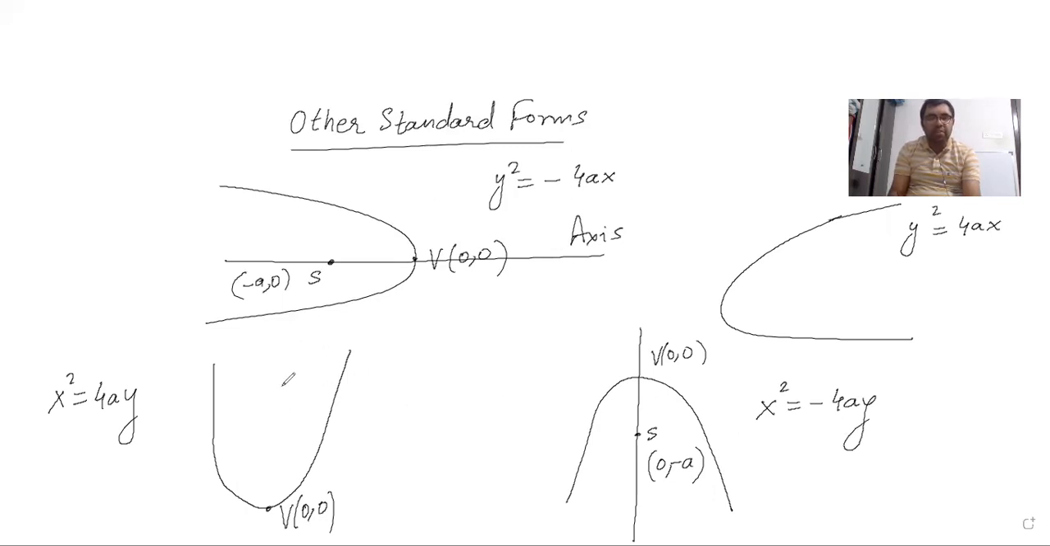Okay, so whenever the parabolas are vertical, which means either they are facing upwards or they are facing downwards, in those parabolas the equation will have a term of x square and then a linear term in y. If it's facing upwards, then x square is equal to plus 4ay, and if it is facing downwards, then x square equal to minus 4ay. In this case, for an upward facing parabola, vertex is origin, but focus will be 0 comma a, because now the focus is lying above the vertex. In this case, focus is lying below the vertex. Okay. So this is the information about the other standard forms.